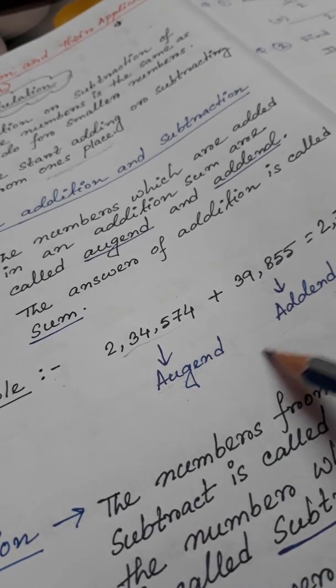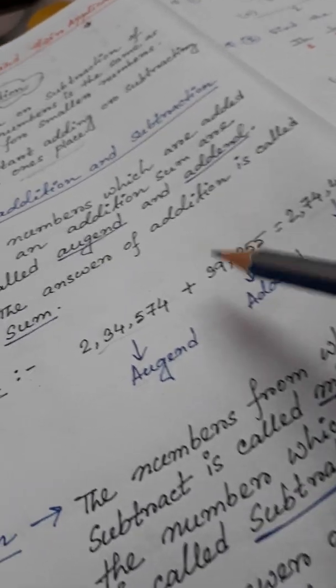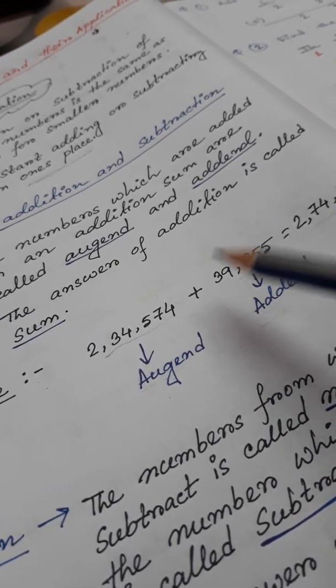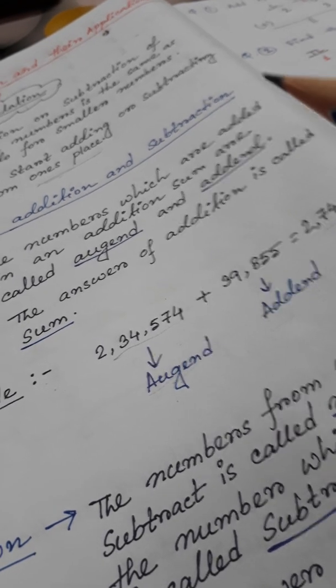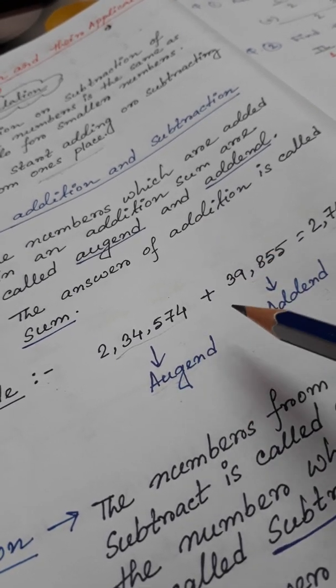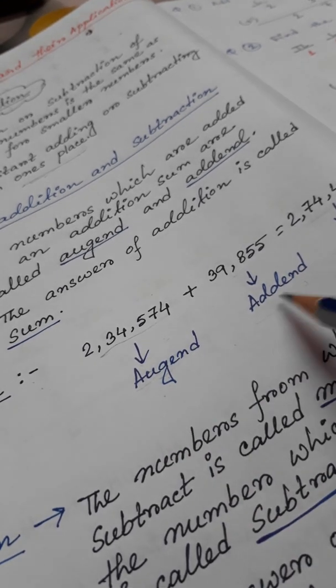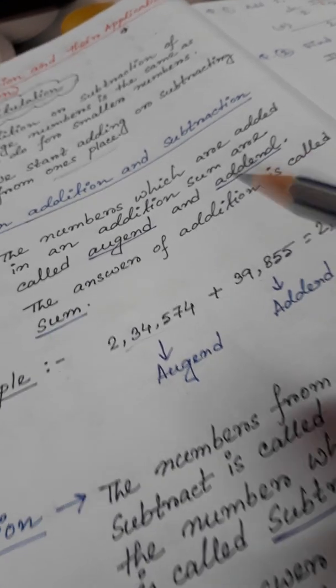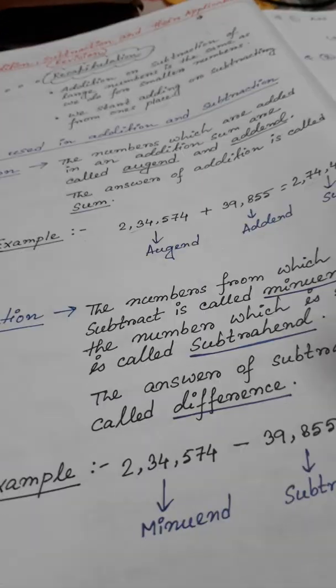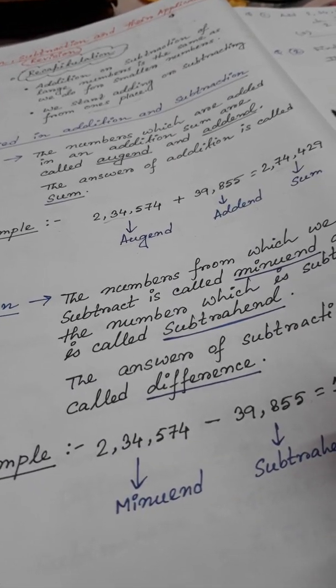So augend plus addend equals sum. These three terms we are using in an addition problem. All of you please remember, augend plus addend equals sum. These three terms we use in addition, but in subtraction those terms are different.